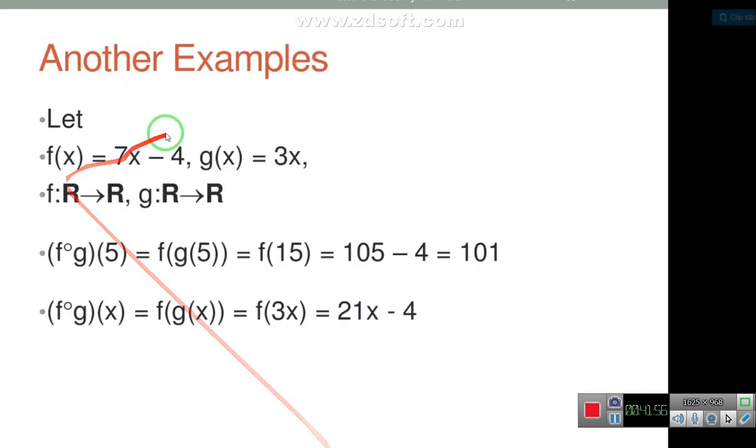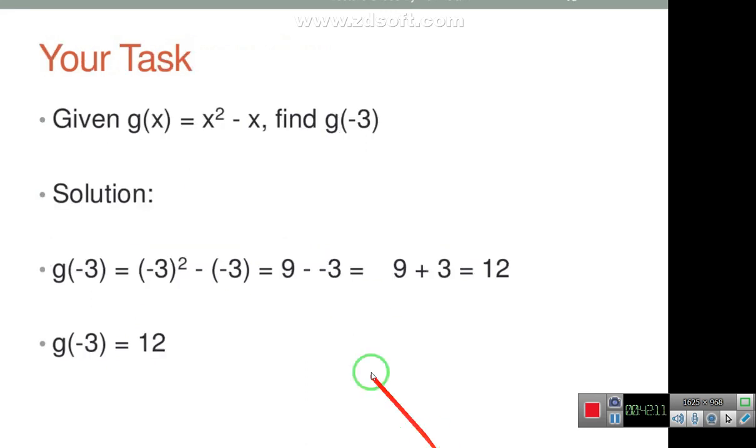So this is another example, where f of x is this one and g of x is this one, and you need to find f of g of x. It's a simple method as we did before, so no need to be confused. Your g of x is this one, find g of minus 3. Just put x equal to minus 3 and you will get the answer. This is your function, this is your equation, put the value of x and you can find it.